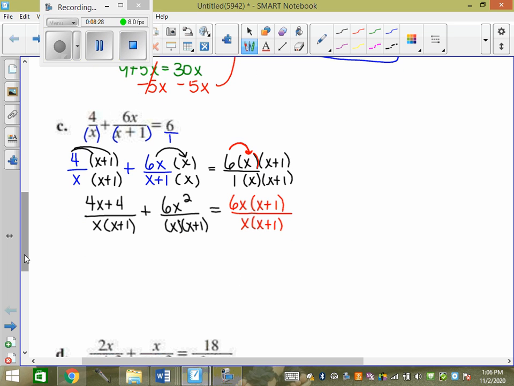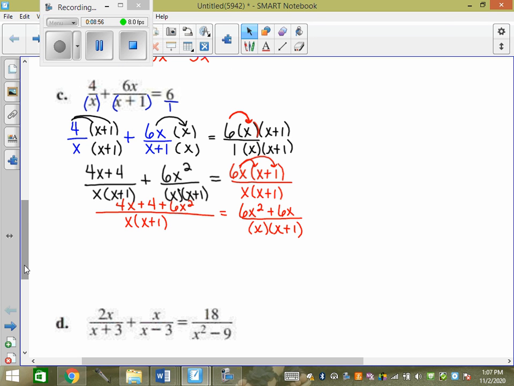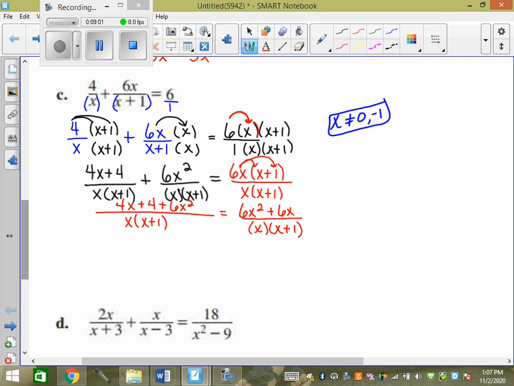Now we have to put this side together first because we can't drop them off, they're still an electric fence, because we don't have a common denominator over here. So we get x plus 1 over 4x plus 4 plus 6x squared equals 6x squared plus 6x over x plus 1. Now do our denominators match? Yes. So before we drop them off, we say to our NPVs, x cannot equal 0 and negative 1. Then we can write numerators equal numerators.